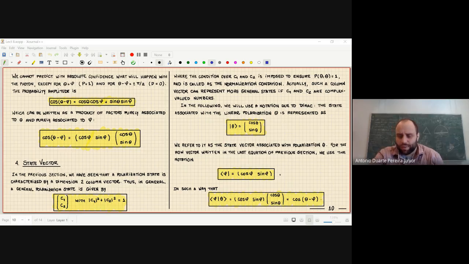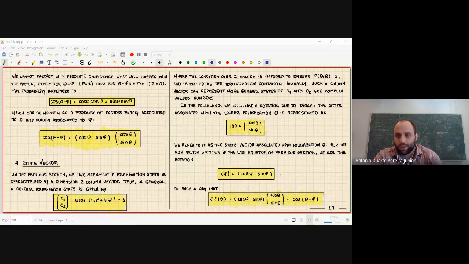Is it the total probability? For the moment, we saw in the previous slide that the probability of getting a state with polarization theta when it's polarized in the theta direction is 1. This is an identity that we saw in the previous slide. And what I'm saying is that this condition here is necessary to ensure this property, but you don't know that yet. I didn't explain why.